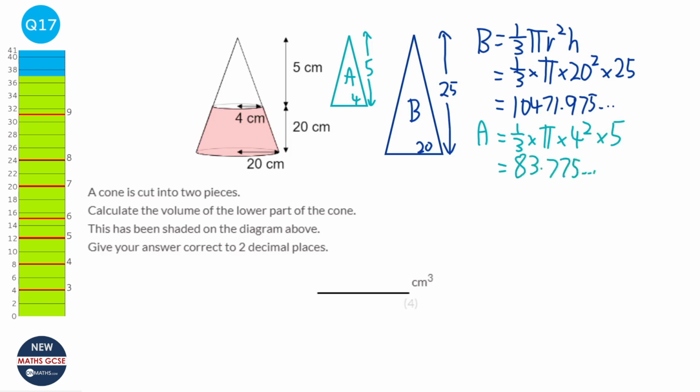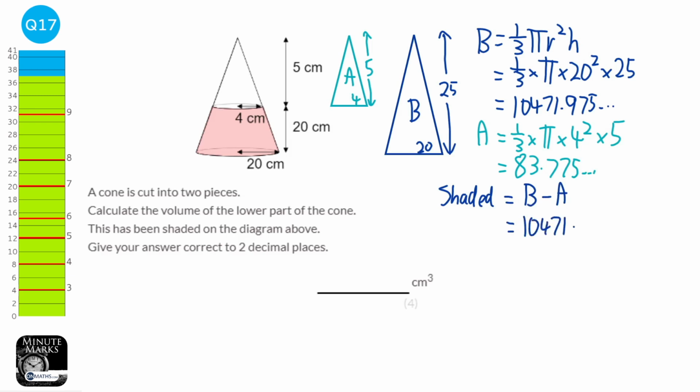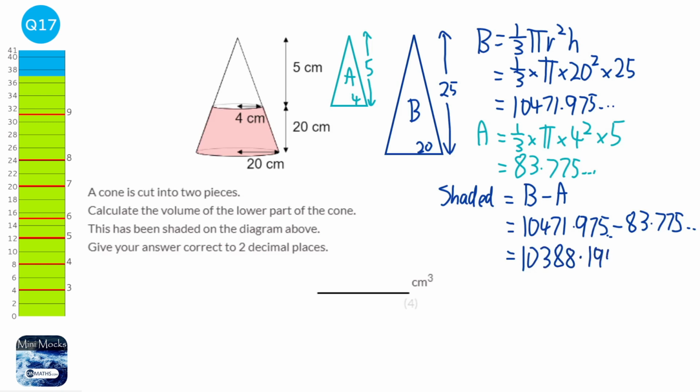So that will be 83.775, blah blah blah. So to work out the shaded bit, we're just going to do the volume for B, take away the volume for A. So it's going to be 10,471.975, take away 83.775. And all those I'm going to keep in the calculator to keep the accuracy. And that gives us 10,388.199, blah blah blah.